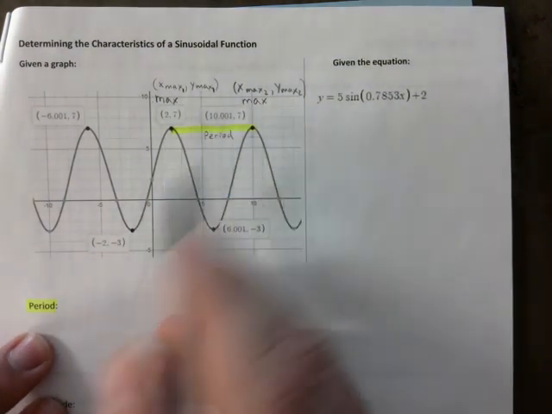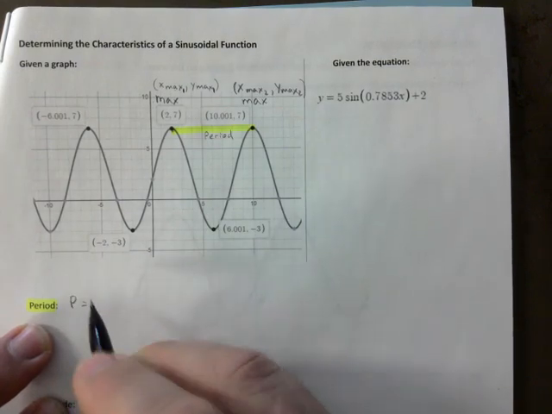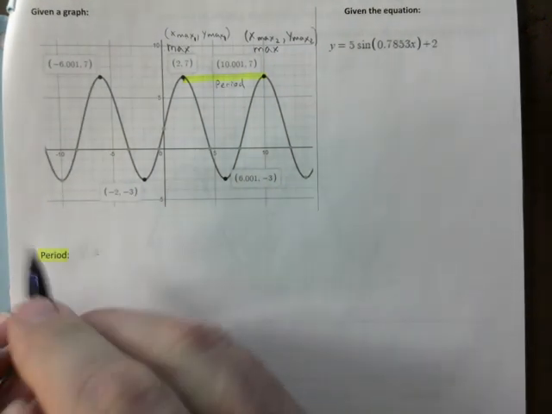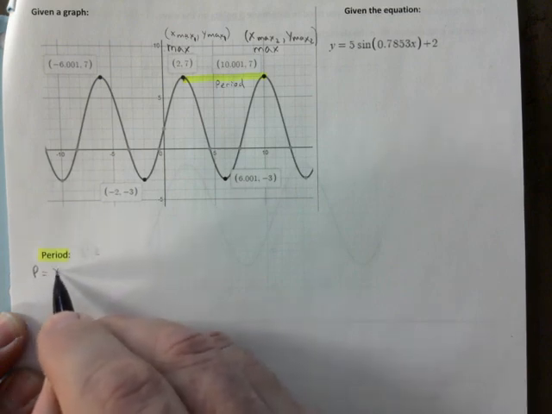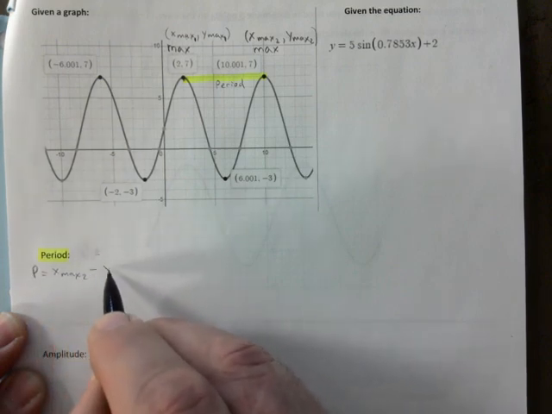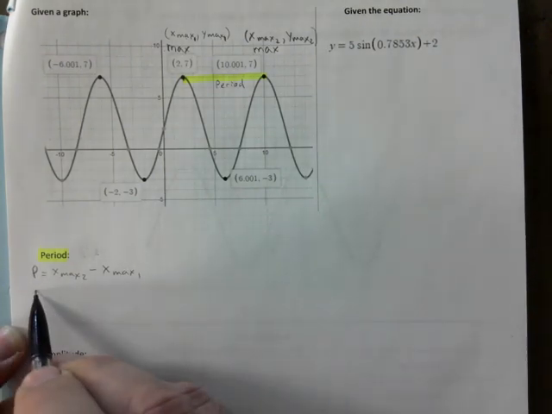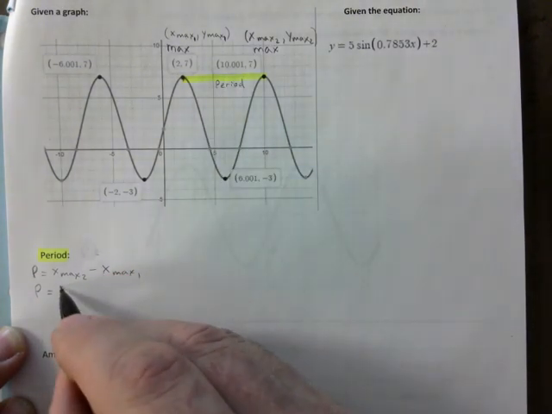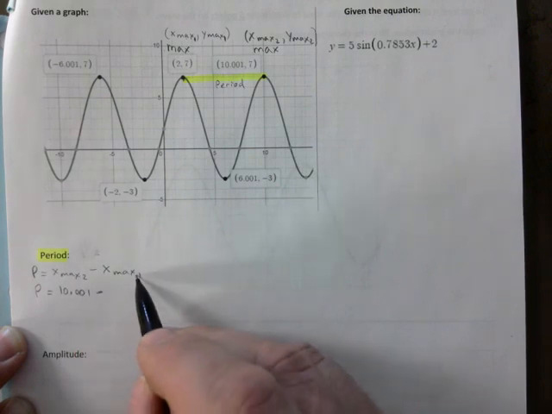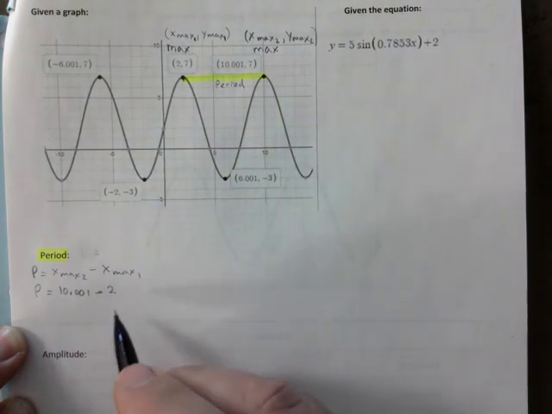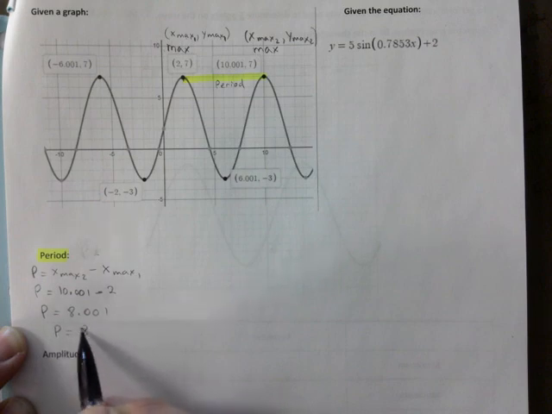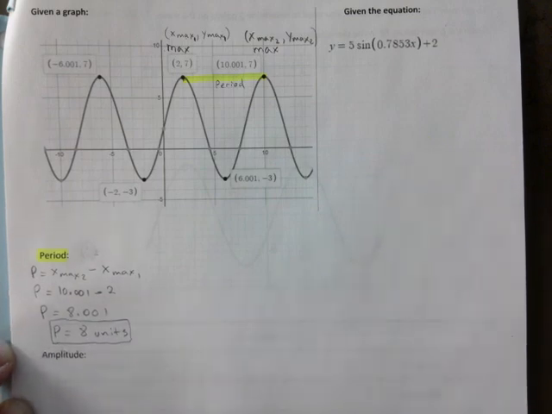And so the period, for me, I'm going to go here, okay? Because I already did this before you. So for the period, I'm going to use this formula: x max 2 minus x max 1. And x max 2 is what? 10, right? 10.001 minus x max 1, which is 2 exactly. So the period is 8.001. For all intents and purposes, 8 units, right? If you round it to 2 decimals, it would be 8.